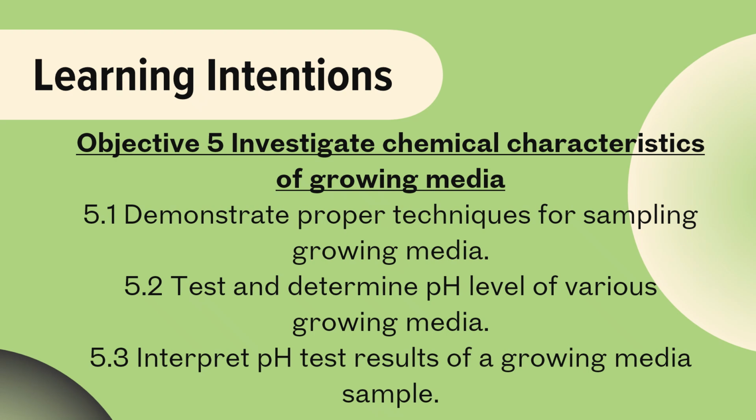In terms of our learning intention, we remember the learning intention for the first part of the unit: we're looking at examining the growing mediums. Now, we're investigating the chemical properties of the growing mediums. You can look at the different parts that we have to look at, and I'm just going to summarize. At the end of this unit, we need to demonstrate how these techniques are going to help with sampling these growing media to see what's best for us.